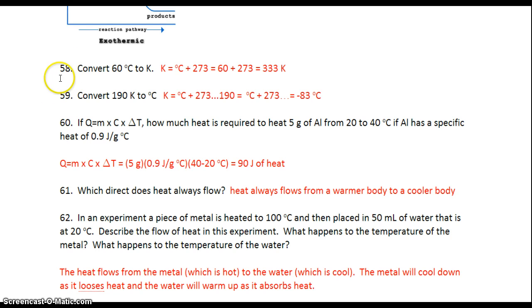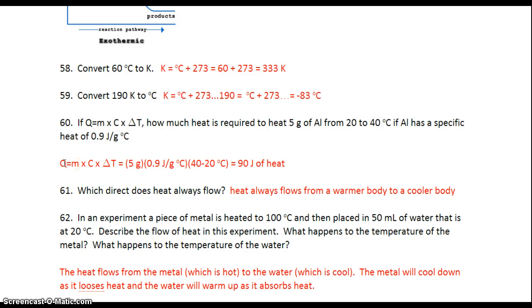There are some temperature conversions here with number 58 and 59. Number 60 through 62 all have to do with this idea of heat flow. If we're trying to calculate how much heat is going to be absorbed or released by a substance, we can use the equation Q is equal to M times C times delta T.